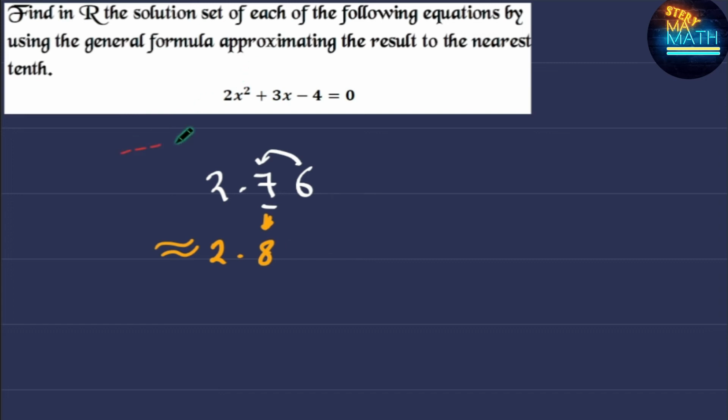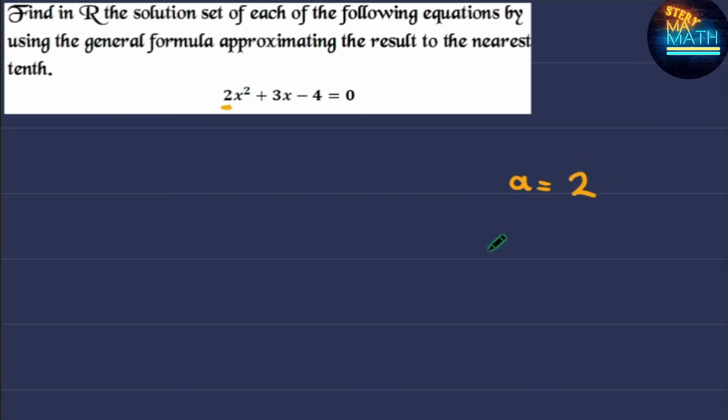Now the equation is 2x squared plus 3x minus 4 is equal to 0. Is it in the standard form? Of course, yeah. ax squared plus bx plus c is equal to 0. So what are the values of a, b, and c? a is the coefficient of x squared, a is equal to 2, b is the coefficient of x, which is 3, and c is the constant term, which is negative 4. Remember, it's negative 4, not positive 4, because it has a negative sign.